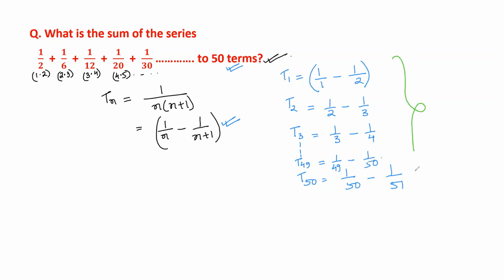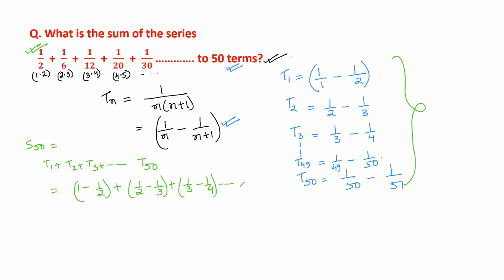Now, if we add all these terms till 50th term, we'd be getting the sum of this series till 50th terms. So, t1 plus t2 plus t3 till t50 would be giving us the sum of this series till 50th term, which would be (1 minus 1/2) plus and so on till (1/49 minus 1/50) plus (1/50 minus 1/51).